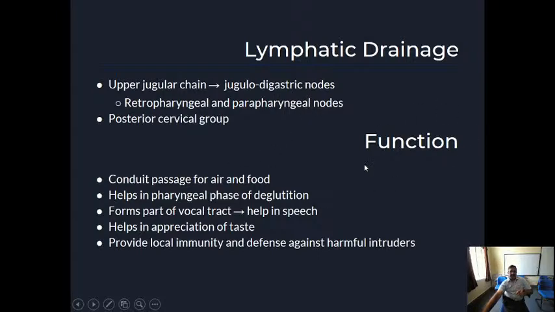And the function of the oropharynx is, it is a common passage for the air as well as the food. It helps in the pharyngeal phase of deglutition, forms part of the vocal tract, helps in speech as a resonating chamber, helps in appreciation of the taste sensation, and provides local immunity, defense against harmful intruders, the reticuloendothelial system, rich in these various lymphatic collections.